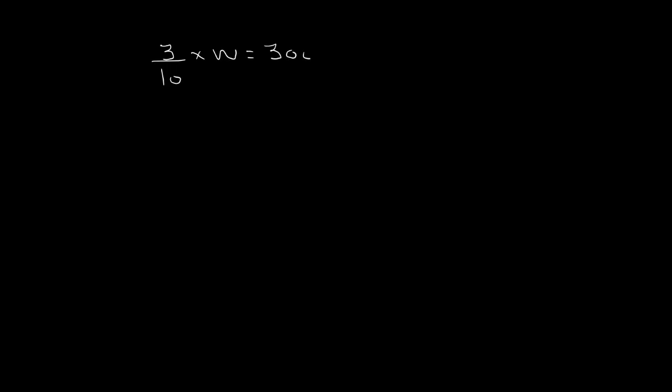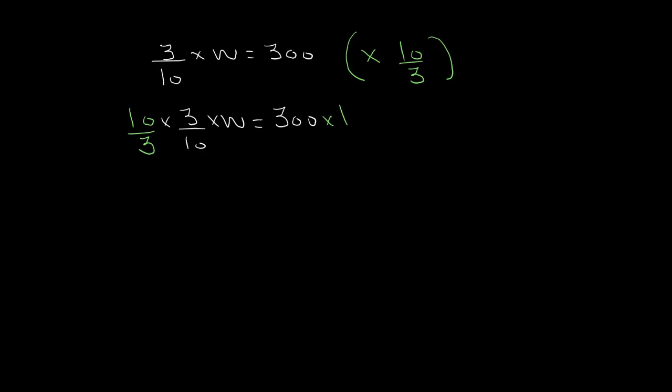So what I can do is multiply this equality by 10 over 3. When I multiply by 10 over 3, I'll get 10 over 3 multiplied by 3 over 10 multiplied by W is equal to 300 multiplied by 10 over 3. I have to do the same thing on both sides. So I multiplied by 10 over 3 on both sides. And now you can see that 10 over 3 multiplied by 3 over 10 is just 30 over 30, which is 1. So 1 times W is W. So W is equal to, now I can divide the numerator and denominator by 3, so I just get 100. 100 times 10 is equal to 1,000.